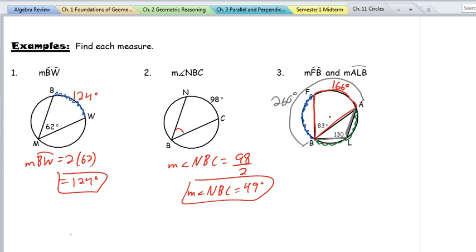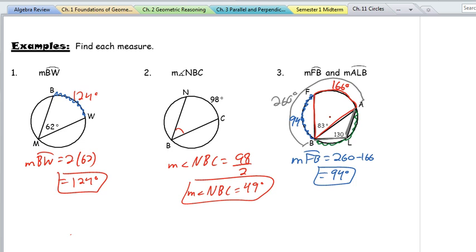To find FB, this goes back to when we were talking about that little plus little equals big idea. So the measure of arc FB is the whole thing, 260, and get rid of that 166 in there so we can just focus on the other little segment. So 260 minus 166 is going to give us 94 degrees. So that's one of them. We could also put that here if we want. So that's 94 degrees.